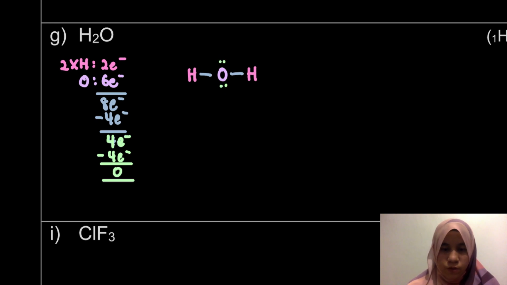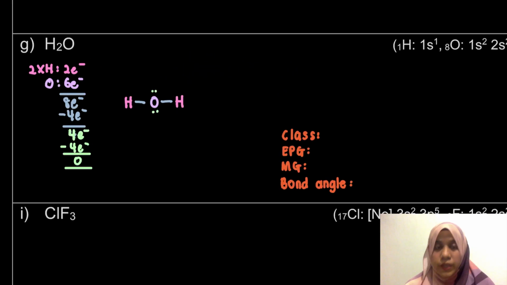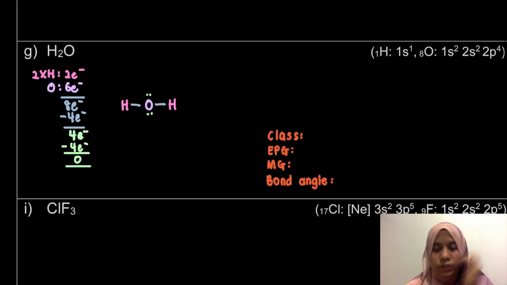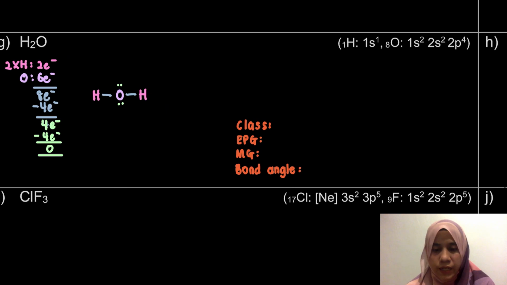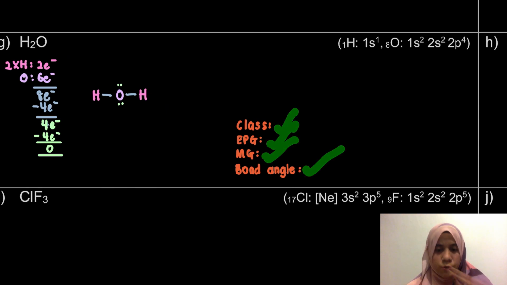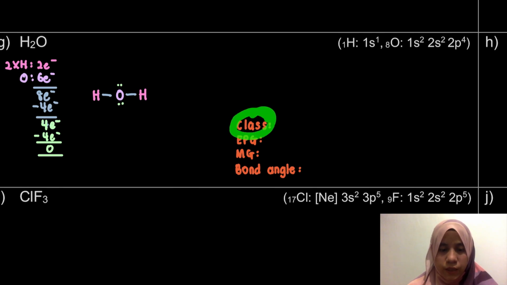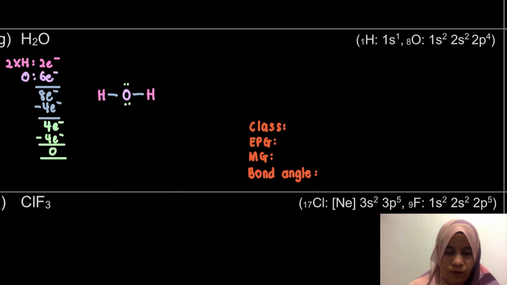Okay, so how to write it down? Okay, so based on our Lewis structure ni, remember to determine the shape, we have to write down the class, electron pair geometry, molecular geometry and bond angle. Okay, so class dia jadi apa? Class dia jangan lupa, so this case around, oxygen will be our central atom kan?